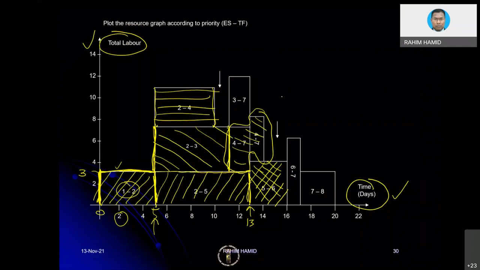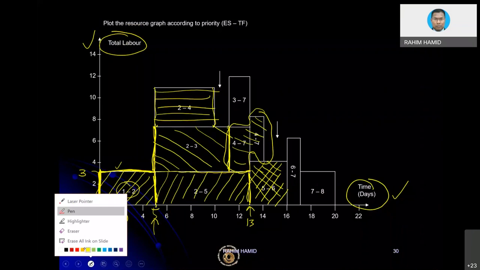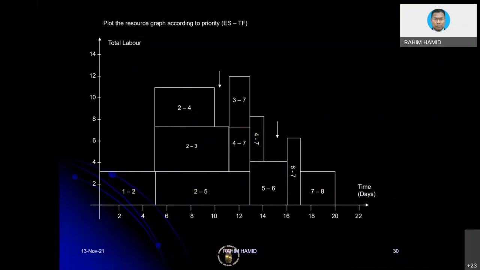So at the end of the day, what matters the most, let me erase, okay? What matters the most is the outer part of this graph here, this one. This is what our resource histogram basically looks like, isn't it?